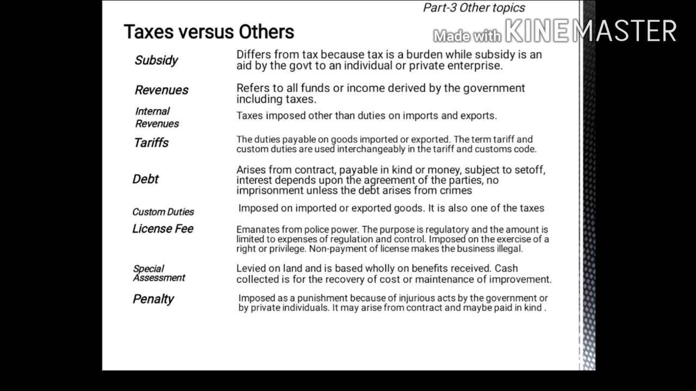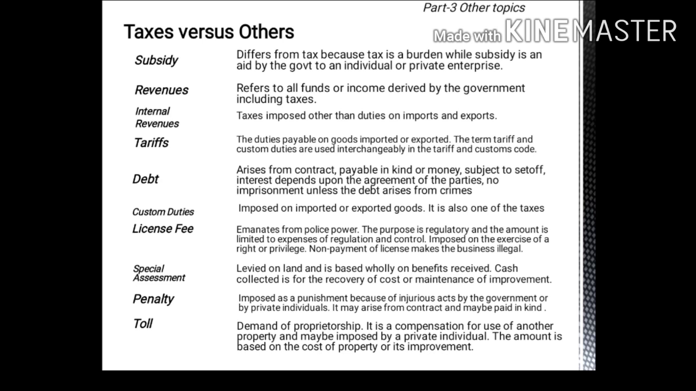It may arise from contract and may be paid in kind. Taxes do not arise from contract. And they cannot be paid in kind. It's generally payable in money. And the last is toll.